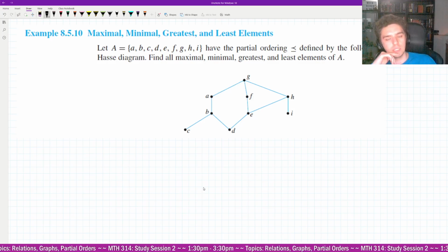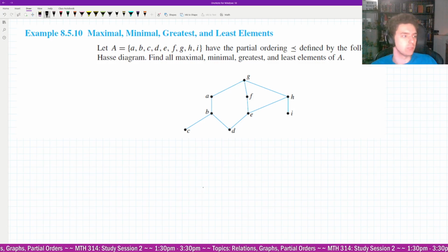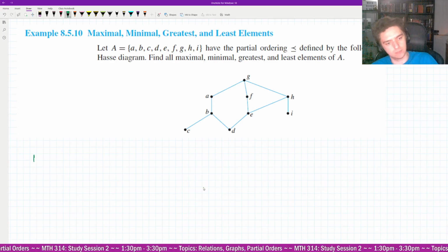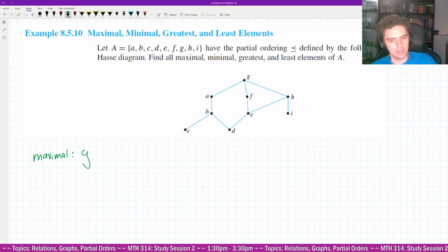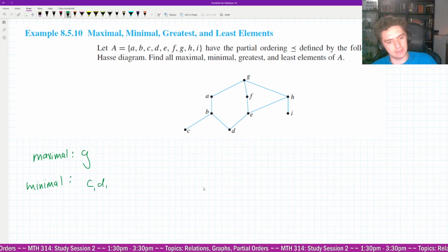Okay, so let's start with the maximal elements. What do you think is maximal? G is maximal. Anything else? Nothing else. Yep, good. Yeah, that's exactly right. Minimal. C, D, and I is right. Yeah, C, D, and I.